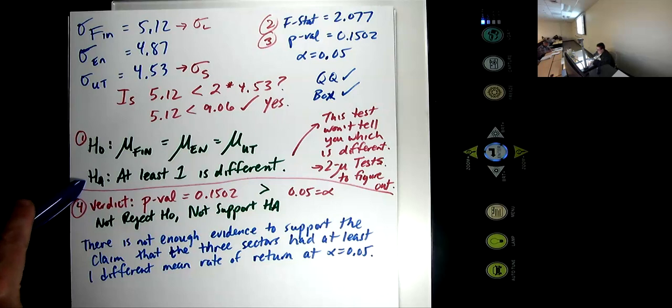This one's a little awkward as a sentence, though. There's not enough evidence to support the claim that the three sectors had at least one different mean rate of return. I think it's good, I think my brain is just stuck on the idea that if it's too low, we reject it. So many times we've said too low, but here we're not too low. If it's not too low, we support it.